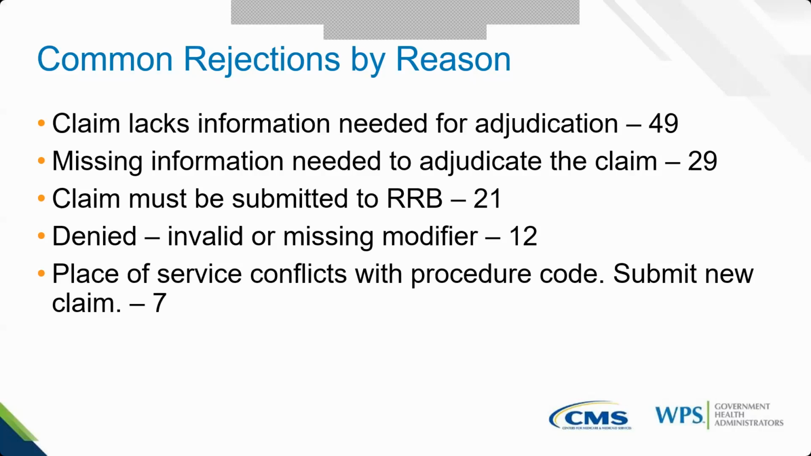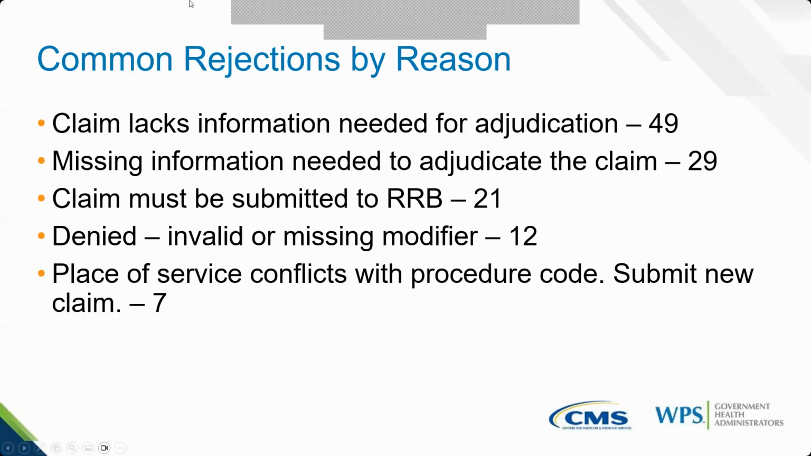So missing information needed to adjudicate the claim is also one that you will see often. It doesn't tell you specifically what's missing. What you need to do is take a look at some of the resources that I'm going to talk about in a little bit. Look at their remittance advice. Look to see if there's other rejection reasons. Look at the claim itself that you submitted to see what is missing.